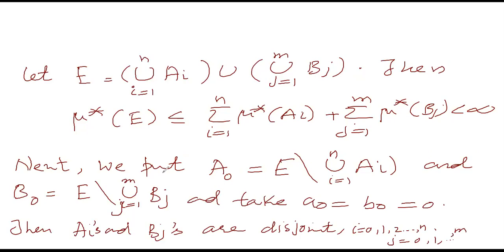So these A_i are disjoint among themselves and these B_j are disjoint among themselves, but they are not disjoint with each other. This should be clear here: A_i's are disjoint with A_i's only, and B_j's are disjoint with B_j's only. So actually I should write here: the A_i are disjoint and the B_j are disjoint, but they are not disjoint with each other, the A_i's and B_j's. Okay.